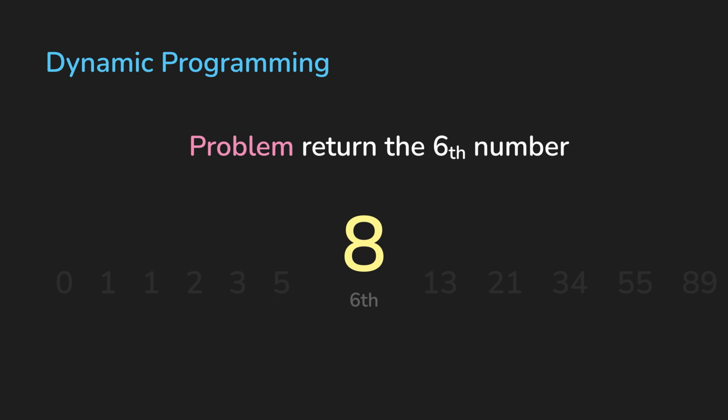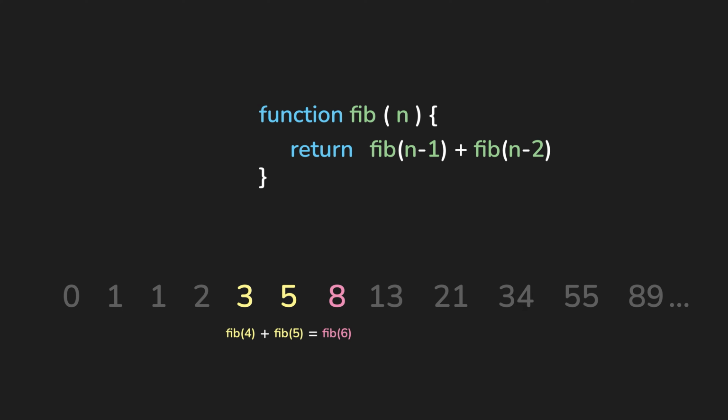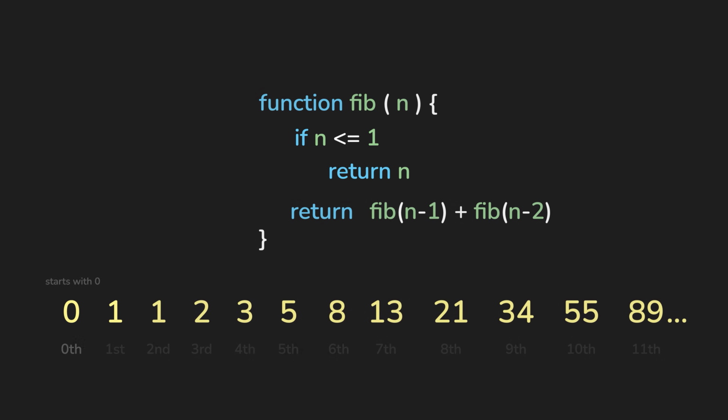The first thing that comes to our mind is to use recursion. We can do that by returning the sum of fib of n-1 and fib of n-2. The first two numbers are given, which is 0 and 1, so we will add this if statement that can return 0 for fib 0 and 1 for fib 1, before the return, which will be our base case. And just to be clear, the Fibonacci sequence starts at the 0th index.